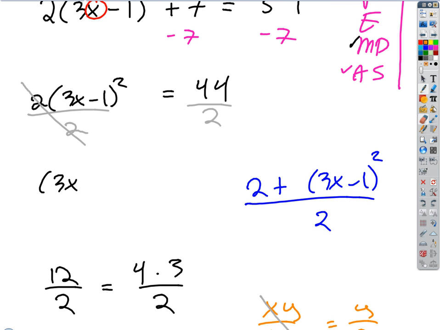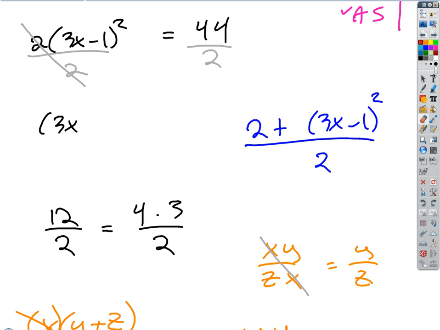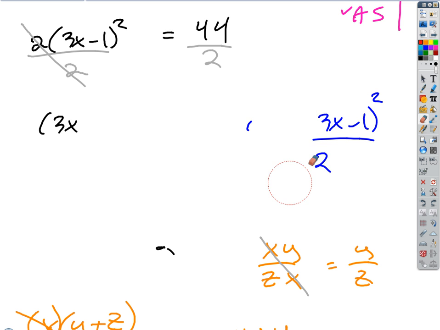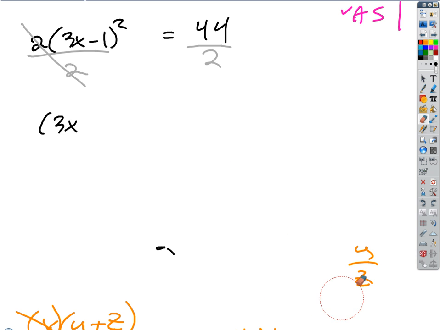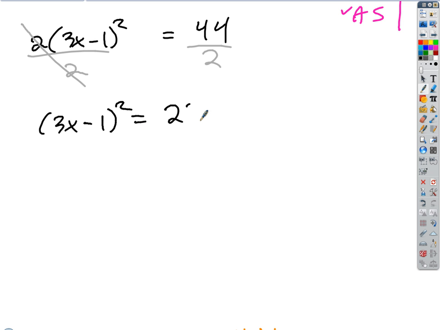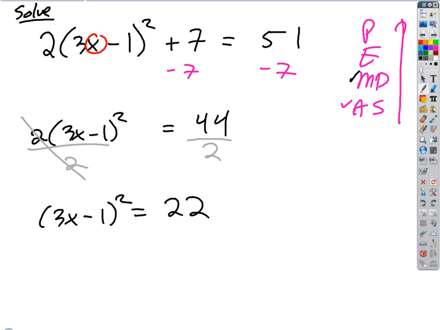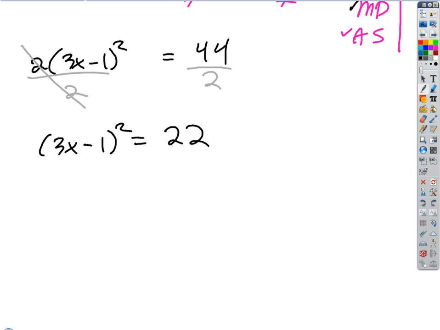How does that relate to our problem? Okay, so then if I divide by 2, I'm left with 3x minus 1 squared equals what, 22? Okay? So what are the things we've done? We subtracted, then we divided by 2. Now what's next? Exponents. What does that mean in this case? Square root, right? I have to undo the squared to get the x by itself. To undo a squared, I would square root both sides.